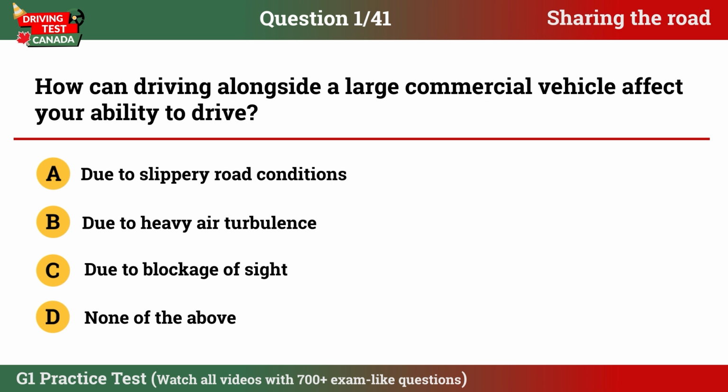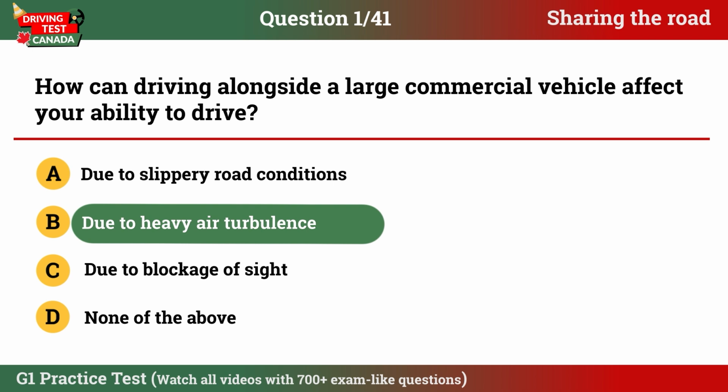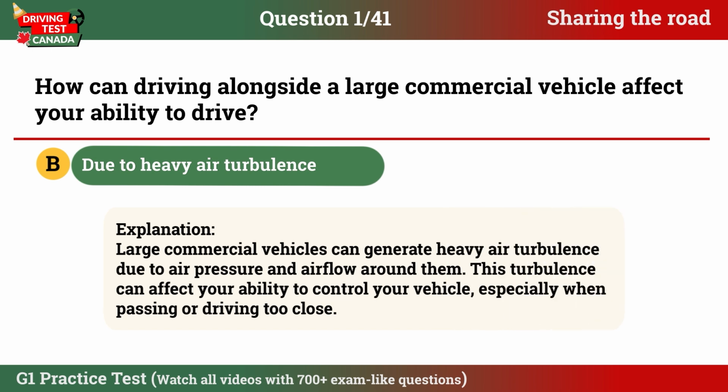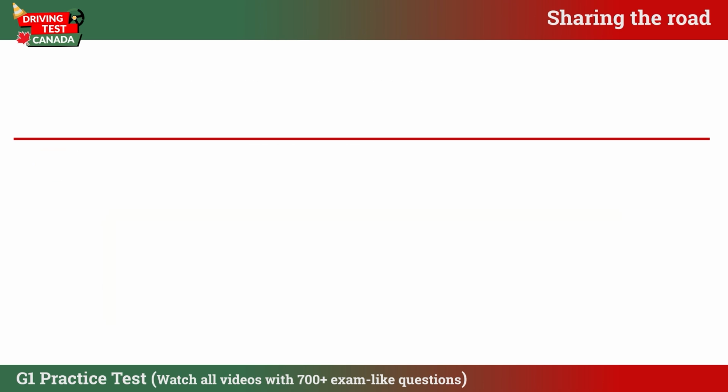The correct answer is B. Due to heavy air turbulence. Explanation. Large commercial vehicles can generate heavy air turbulence due to air pressure and airflow around them. This turbulence can affect your ability to control your vehicle, especially when passing or driving too close.